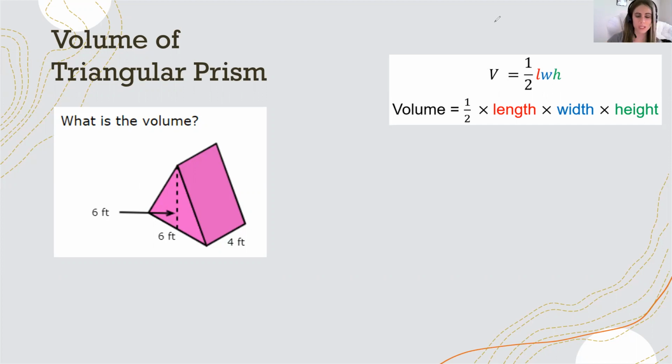All right, different formula because it's a different shape, but our process is the same. We want to identify our information. We have a length of 6 feet, a width of 4, and a height of 6 feet. So we're going to substitute these into our formula. Volume is equal to 1/2 times our length of 6, our width of 4, and our height of 6.